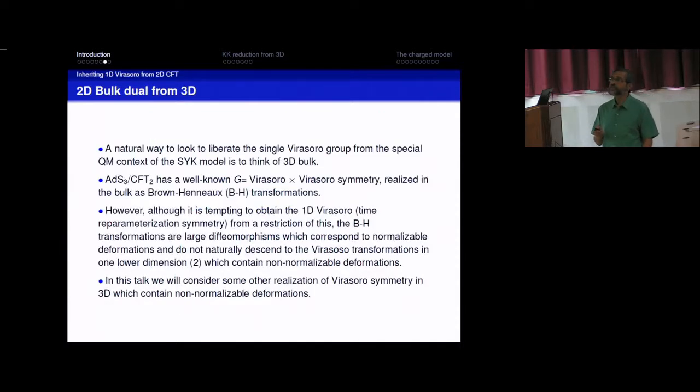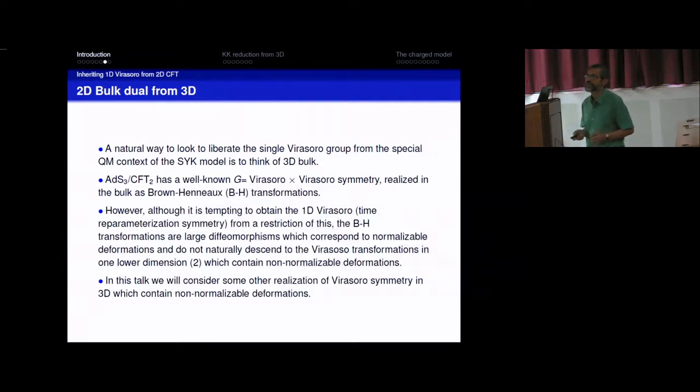However, there is another way of using higher dimensions to obtain this bulk dual. A natural way. So this was our motivation first, of course. Some of these remarks also appeared in one's talk. A natural way to liberate the single Virasoro group from the special QM context of the SYK model is to think of a 3D bulk.